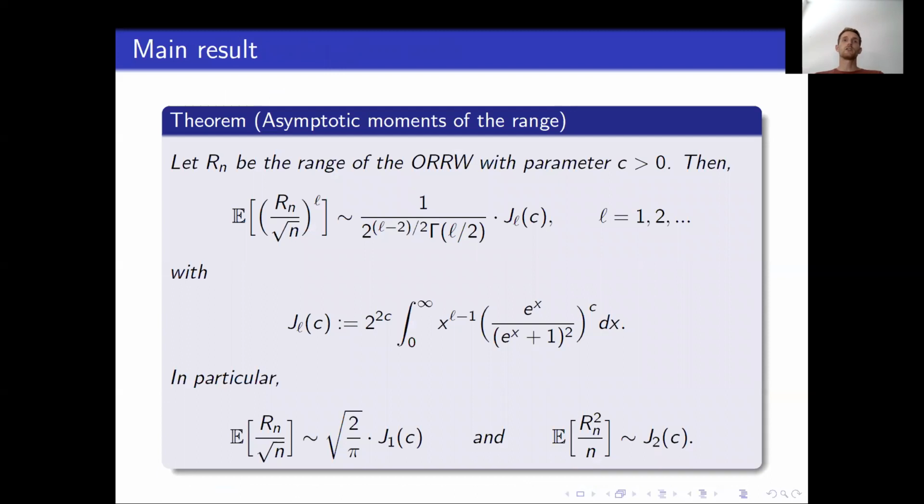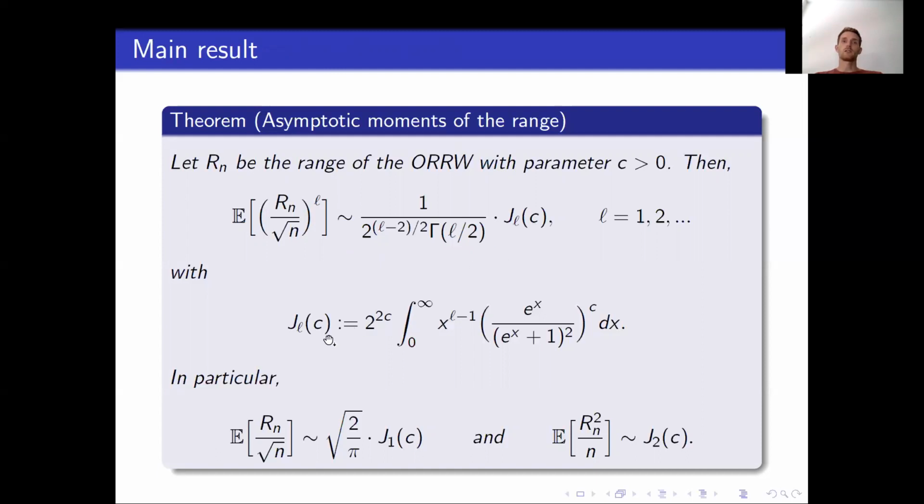And this formula for the inverse of the range is enough to derive our main result. So capital R_n is the expected range. We rescale the range by square root of n. And then the l-th moment of this term converges to a constant, and we can split this constant in 2 factors. The first factor depends on l, and the second factor depends on l and c.